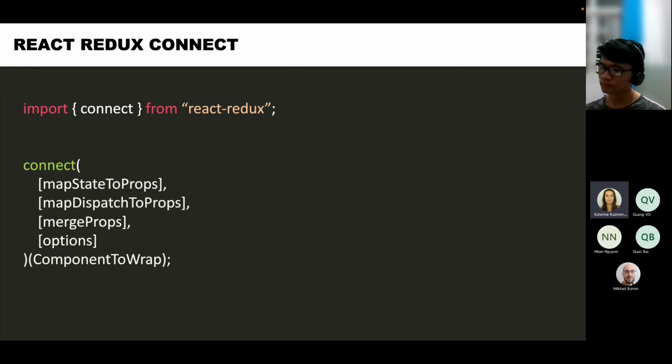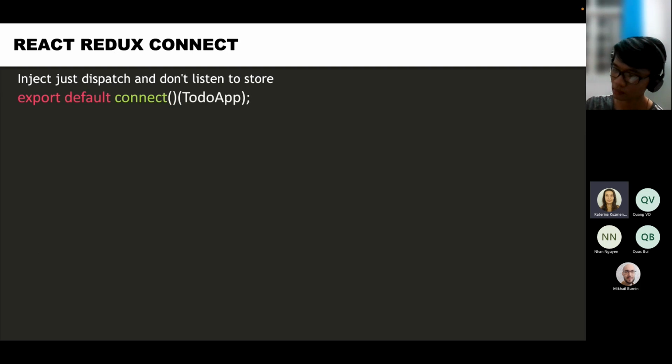So what does connect return? I've mentioned it, right? Once again, the return of connect is a wrapper function that takes your component and returns a wrapped component with the additional properties it injects. In most cases, the wrapper function will be called right away without being saved in a temporary variable, and you just export it like this.